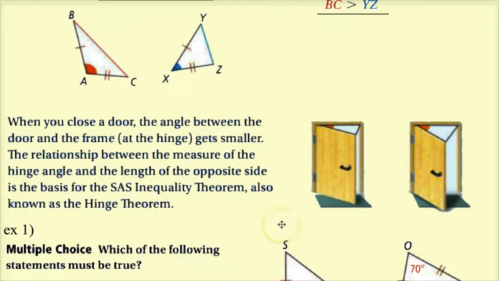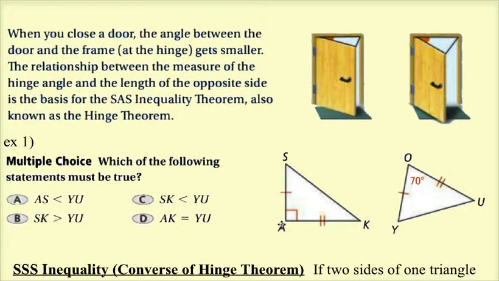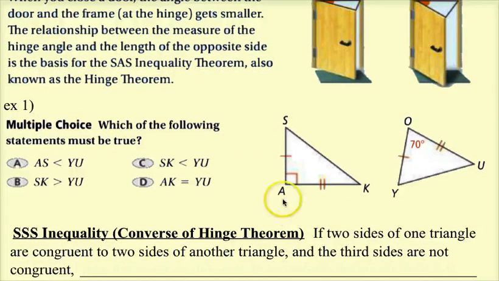So let's try an example together. I want to know which of the following statements must be true, and this is a multiple choice. So if I look at the picture, AS is congruent to OY, and AK is congruent to OU. So I have two sides congruent. The included angles are not congruent. Angle A is 90, and angle O is 70. So since angle A is bigger, then we know that SK has to be bigger than YU. So that's what I'm going to look for over here. So see if you can find that choice, that SK is greater than YU, and you can circle that.